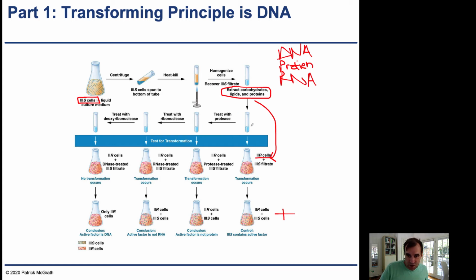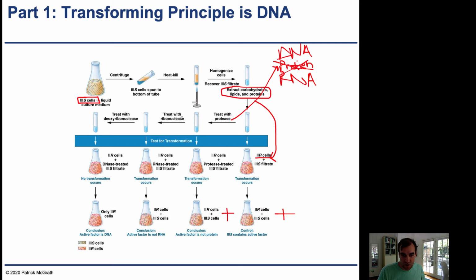So they take this soup, and now they had access to a number of enzymes that were able to destroy certain parts of the soup. If you take a protease, it is able to destroy protein. And so, oops, I even misspelled protein. That's embarrassing. So if you take this protease and destroy all of the protein within the filtrate, what happens? Now we mix it with the 2R cells, and again, these cells are transformed and they're able to kill the mice. And so the conclusion from this experiment is that the active factor is not protein.